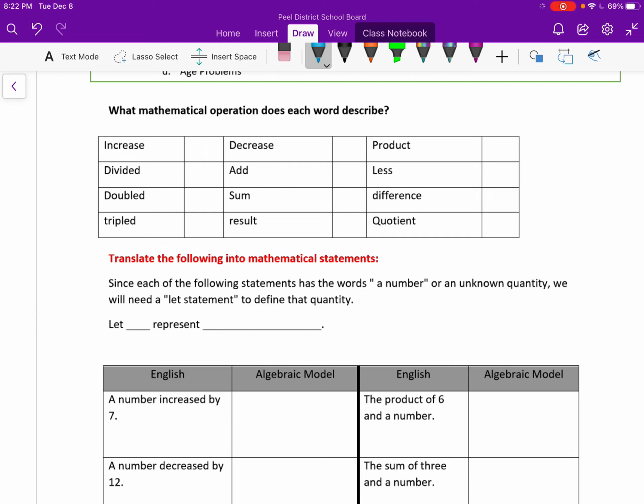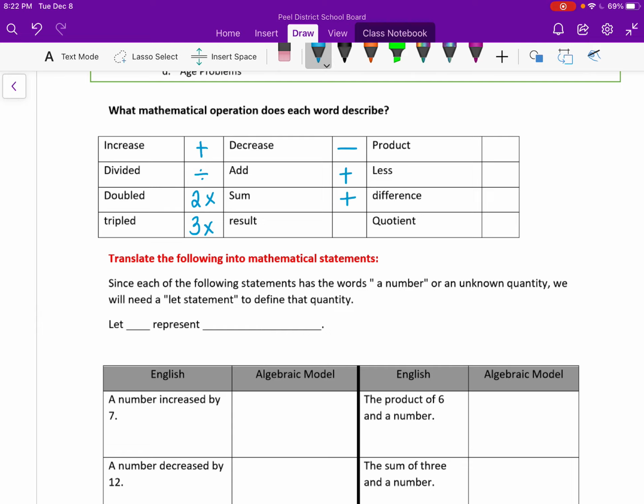So first things first, what mathematical operations does each word describe? So we're just going to go here and we're going to look at, if I tell you something increases by a number, right? We are adding. If something is divided, we are dividing. If something is doubled, we are multiplying by 2x, right? If something is tripled, we're multiplying by 3, so 3 times something. If we're decreasing something, minus. If we're adding something, we're adding. A sum is also adding.